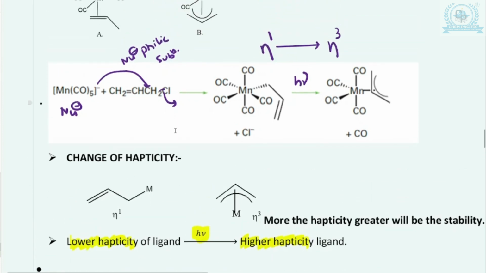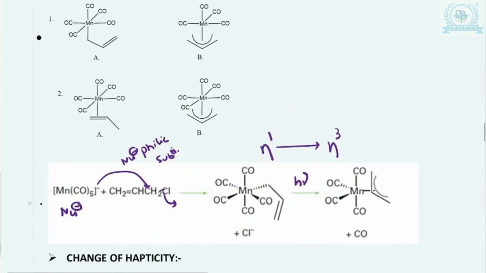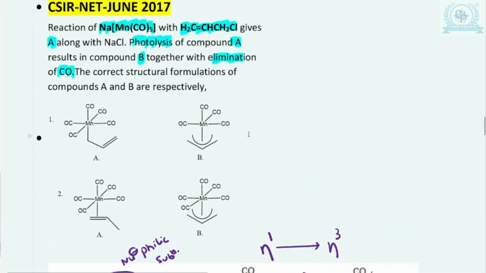So with this note, I hope you will understand that in this case, the answer is going to be this one. This one is the A, which actually results in the formation of the eta 1 mode. When it undergoes photolysis with H nu, it results in the formation of the eta 3 mode, and A actually came due to nucleophilic substitution.